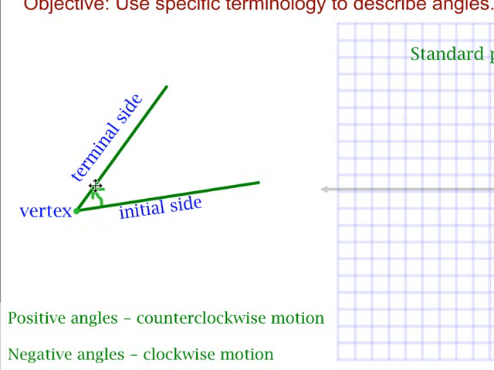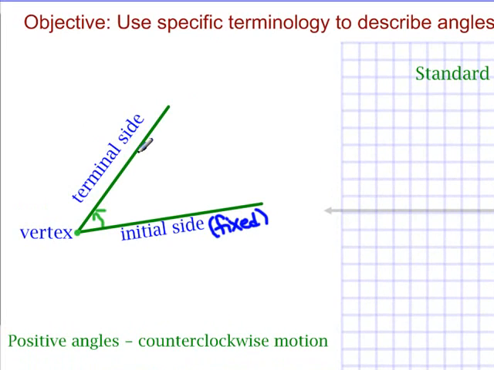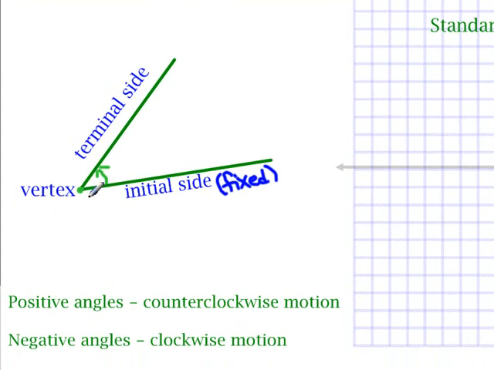opening. We talk about one of these rays being an initial side, so we can think of that as really a fixed side. It's not going to move. And this terminal side is, if we think about how far we open and where we're ending, the terminal side. So this is the side that you can kind of visualize moving as you change the opening of the angle. And the vertex point is the point that connects those two rays together.